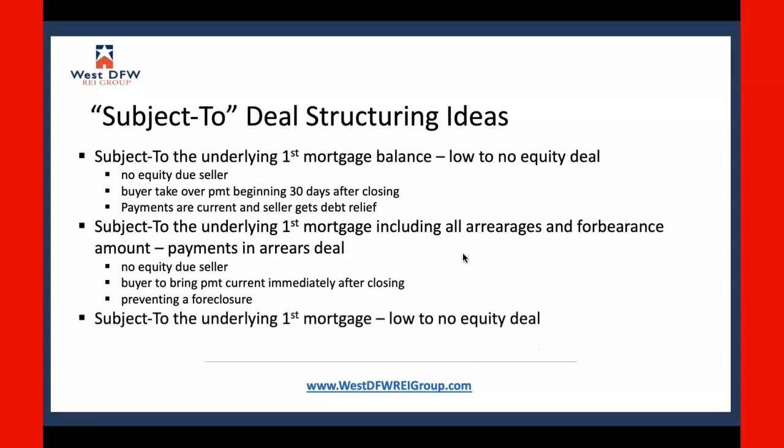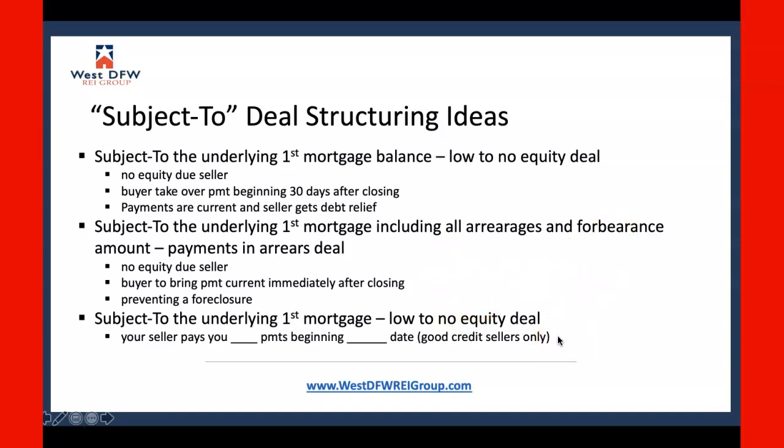Okay. Next scenario, subject to the underlying first mortgage, low to no equity deal. In this scenario, your seller is paying you a set number of payments beginning on a certain date that you've agreed to. And this would be, in my opinion, for a good credit seller only, meaning they've got excellent credit, so they're going to want to protect their credit. I would be thinking twice about trying to take payments from somebody that has bad credit.